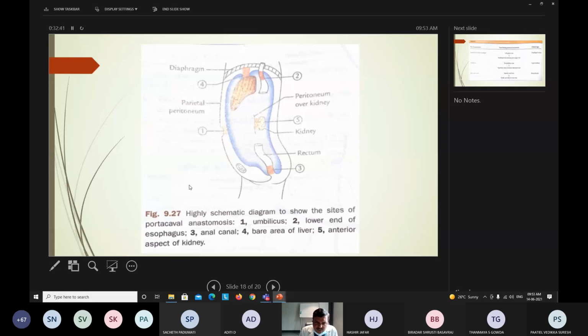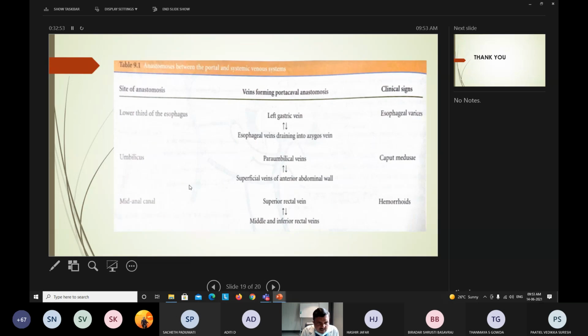This diagram is showing the sites for portocaval anastomosis. One is the umbilicus, the lower end of the esophagus, the anal canal, the bare area of the liver, and the retroperitoneal aspect of the kidney. These are some sites of anastomosis. At the lower end of the esophagus, the left gastric vein joins the esophageal veins draining into the azygos vein. So the clinical sign is esophageal varices.